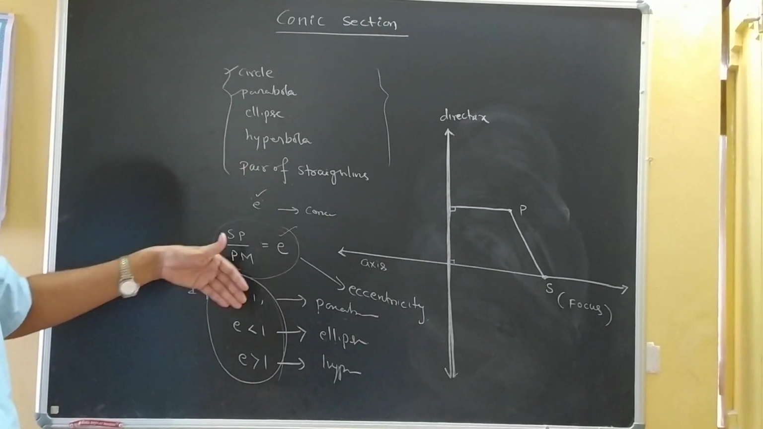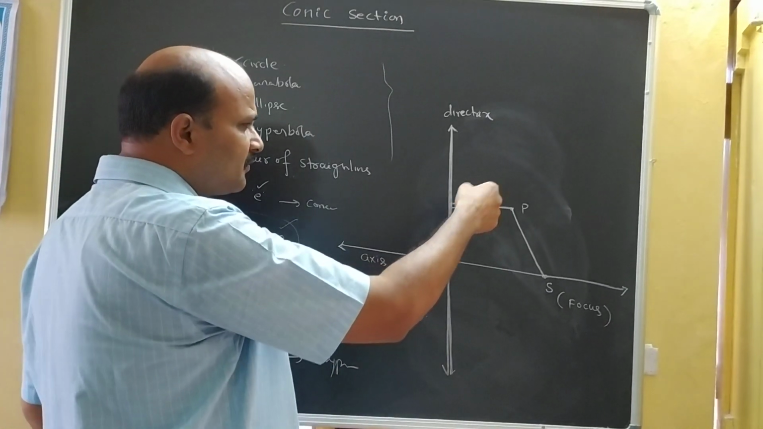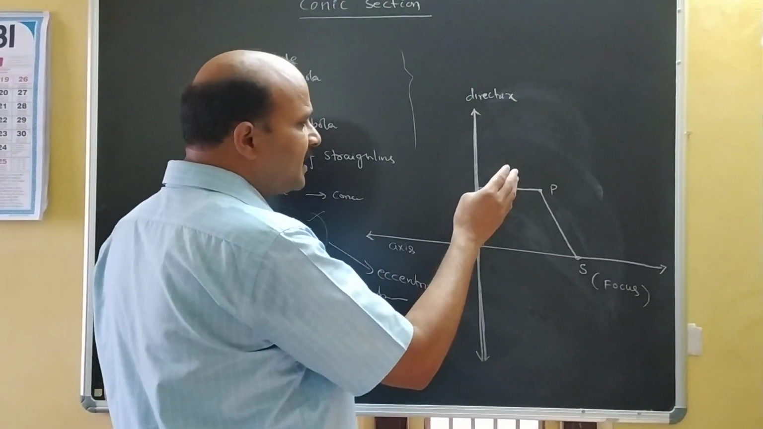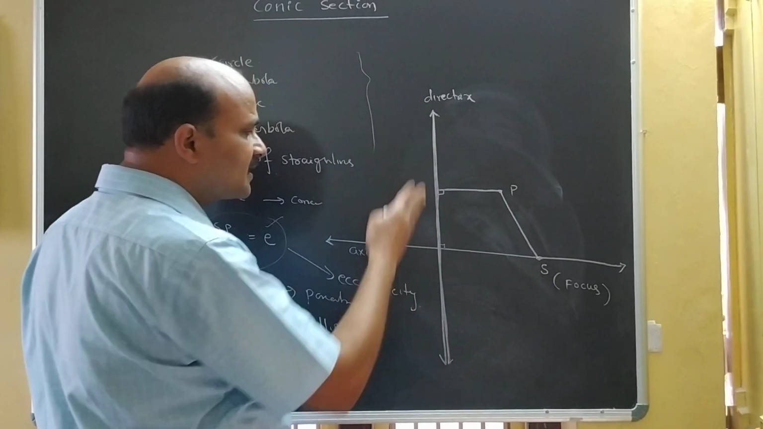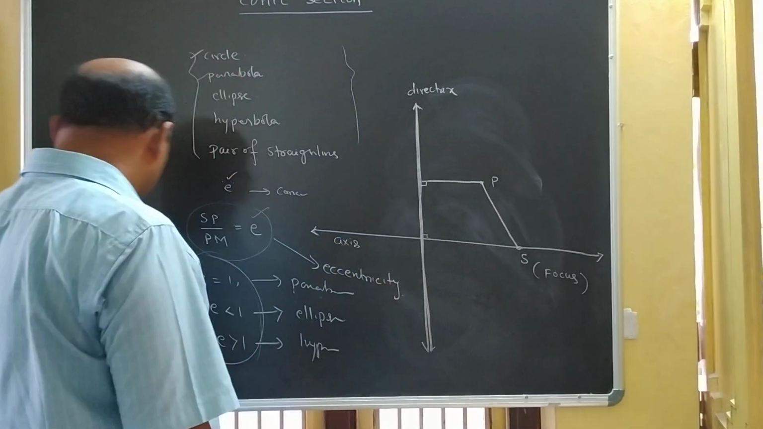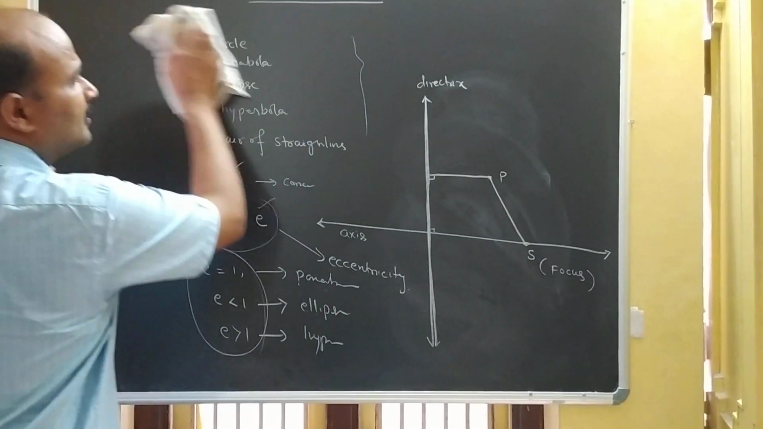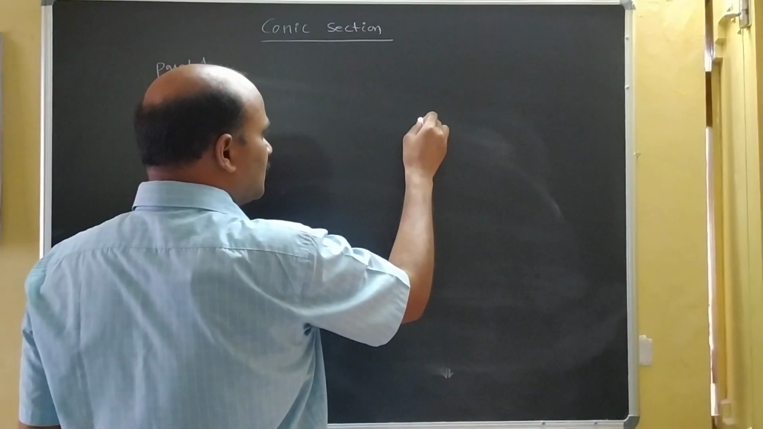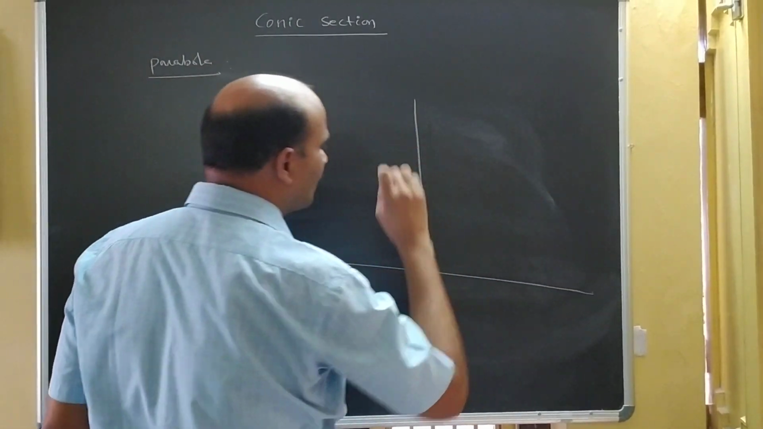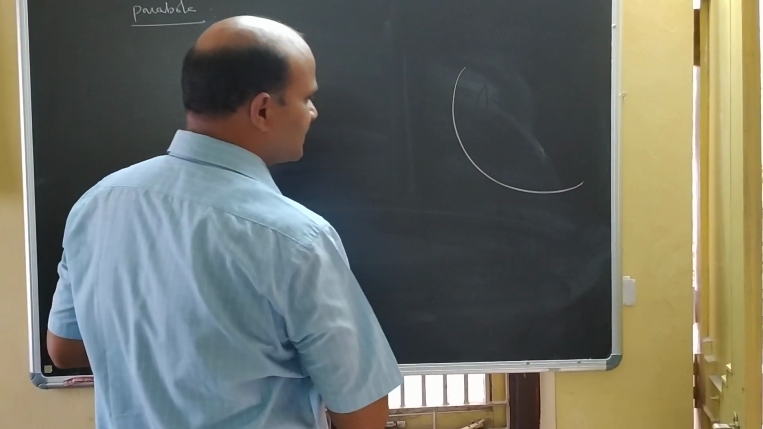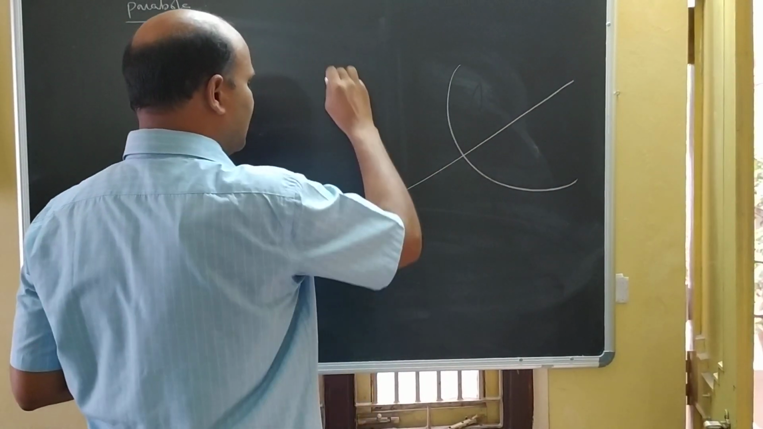According to this definition, the locus of a moving point on the plane which is equidistant from a fixed point and a fixed line is called a parabola. Now let us see how the parabola is described according to this definition. Suppose the parabola is like this. Now this is the axis and this is the directrix.